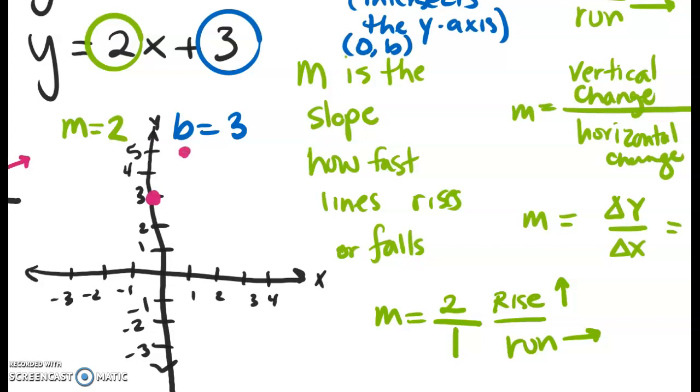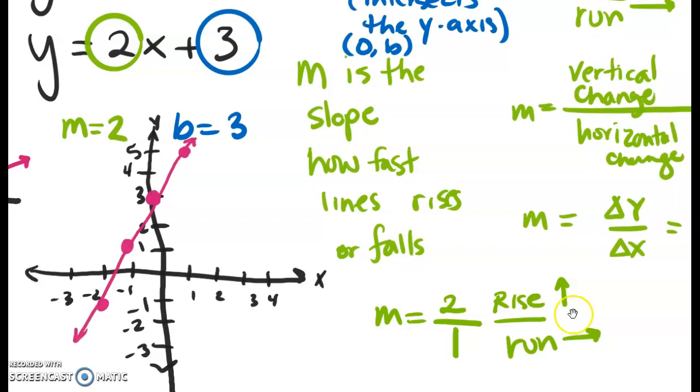And now that I have my 2 points, I can connect them with a line. I can also go backwards, so I can go over 1 and then down 2. That would give me a little bit more accurate graph, especially since I'm drawing it on this whiteboard. And here is my graph.